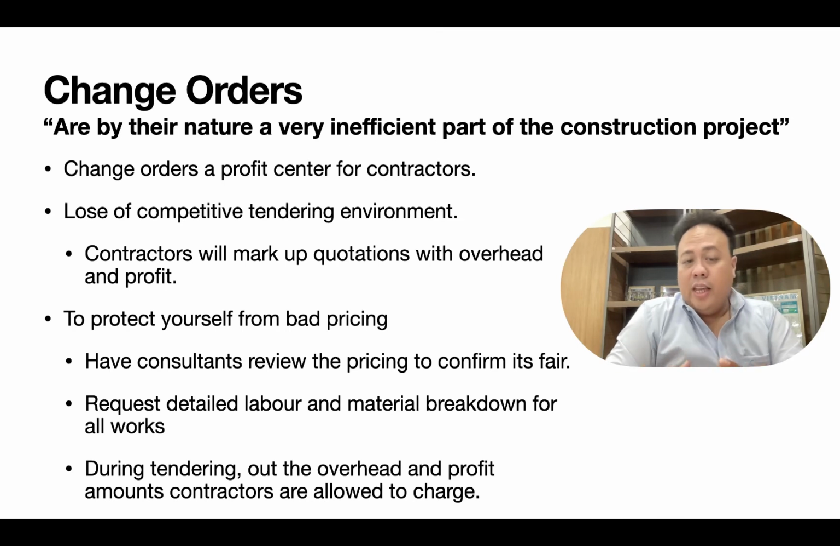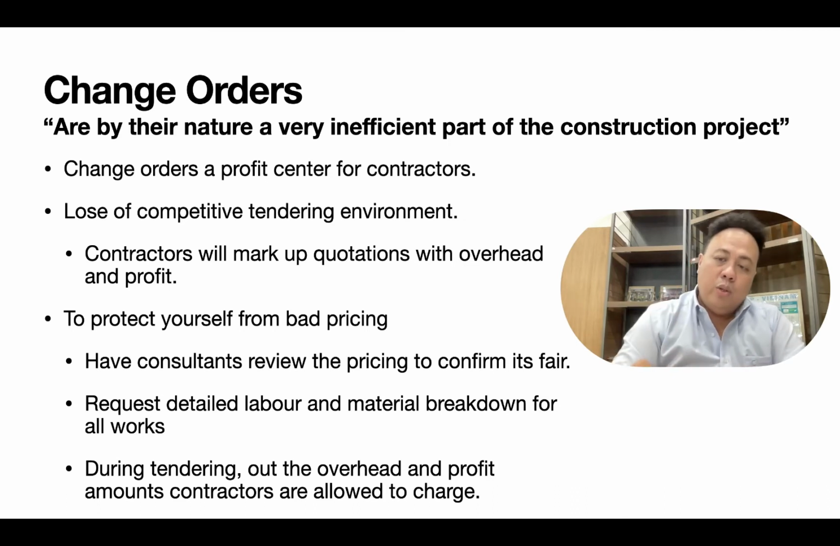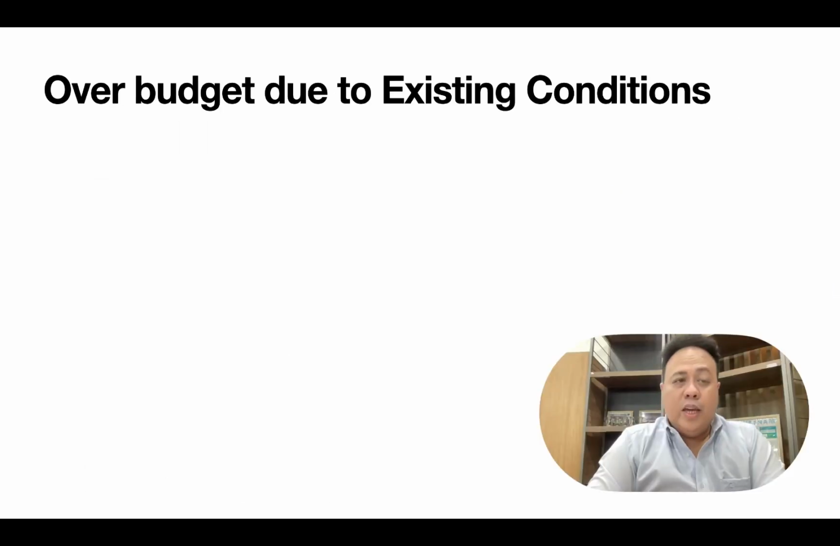And during the tendering, set out the overhead and the profit amounts contractors are allowed to charge. During the tendering, I think you must already have an agreement on what percentage you would allow the contractors to put for the overhead and profit margin for whatever costs they will submit to you.